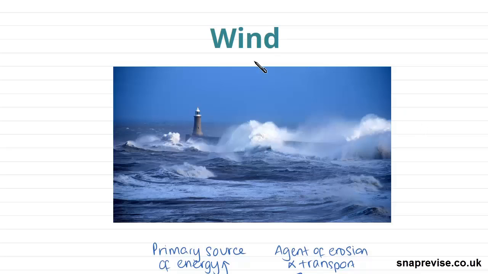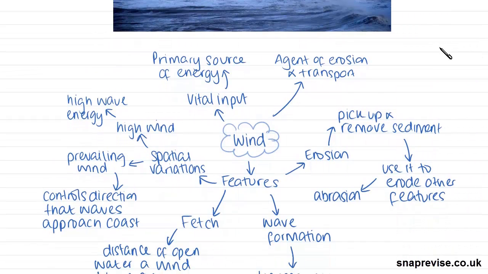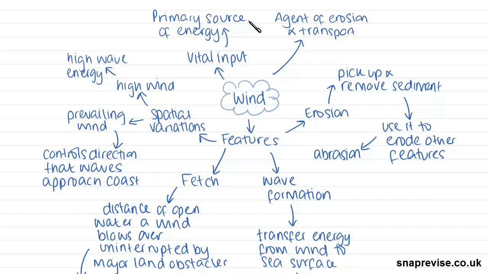The first type of energy we're going to look at is wind energy. And although we can't see wind, wind is very important as it's one of the vital inputs in coastal systems because it is the primary source of energy for things like waves.